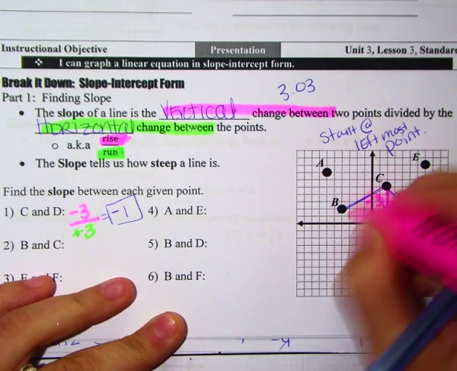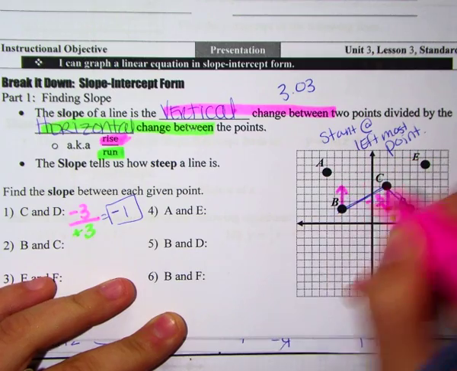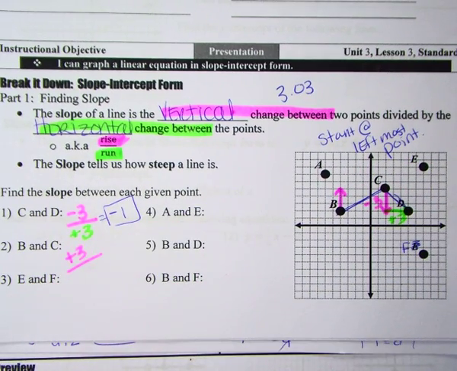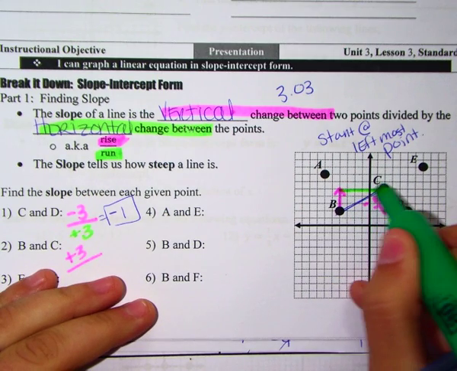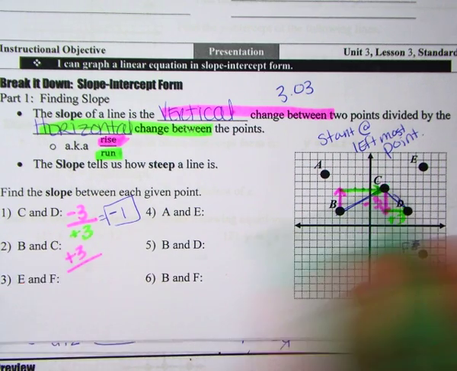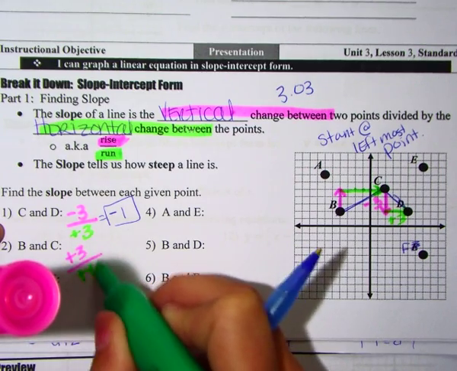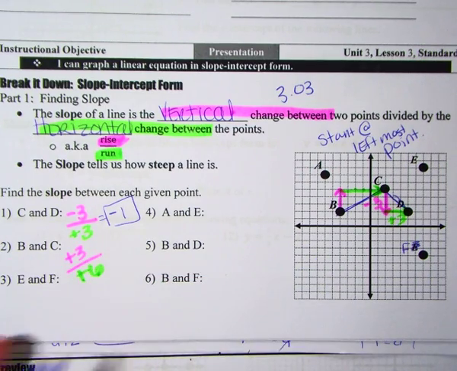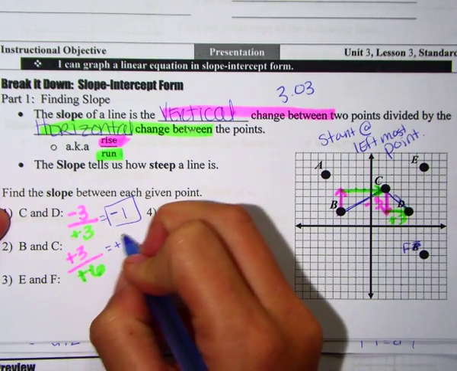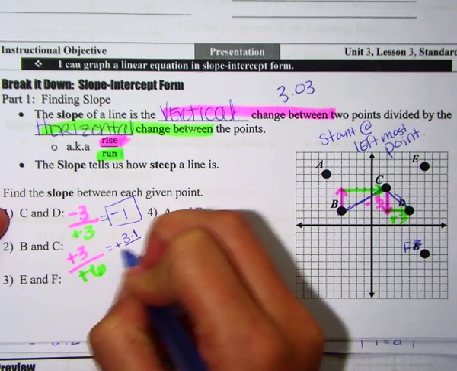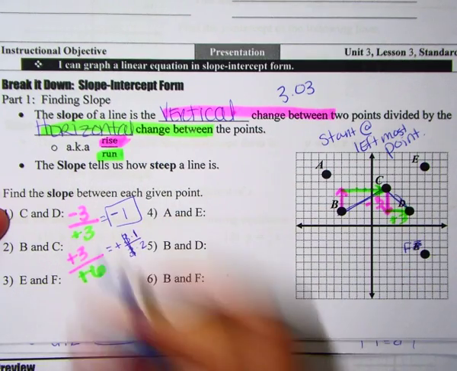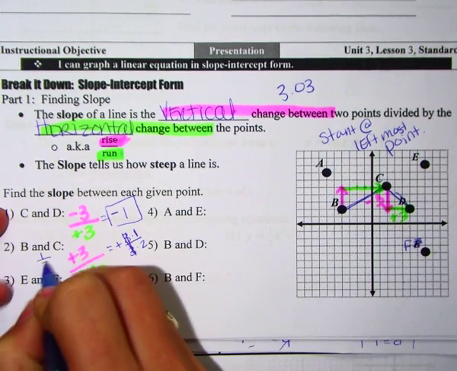So to get from B to C, I'm going to rise 3. Then I'm going to run 1, 2, 3, 4, 5, 6. And I move to the right, so that's positive. Positive divided by positive is a positive. The numerator is 3 times 1. The denominator is 3 times 2. The 3's reduce, so the slope between B and C is 1/2.